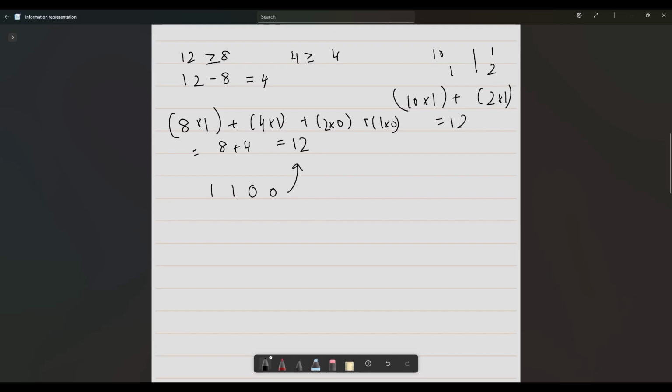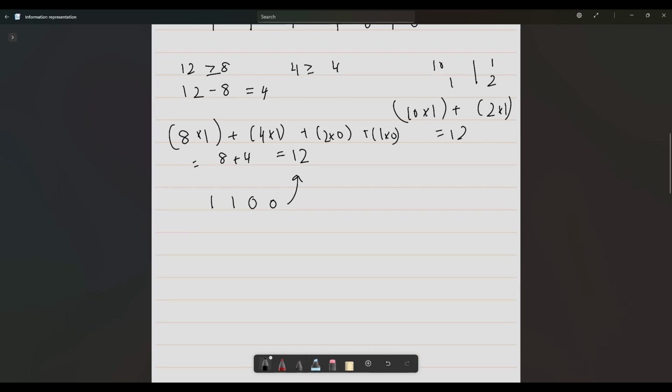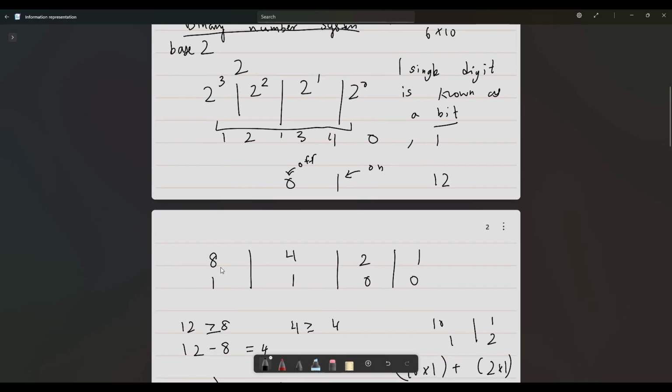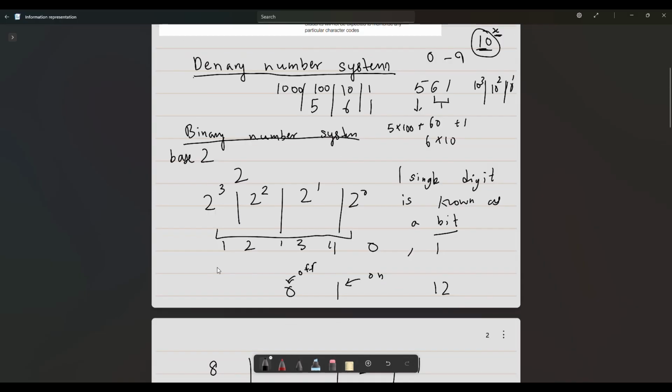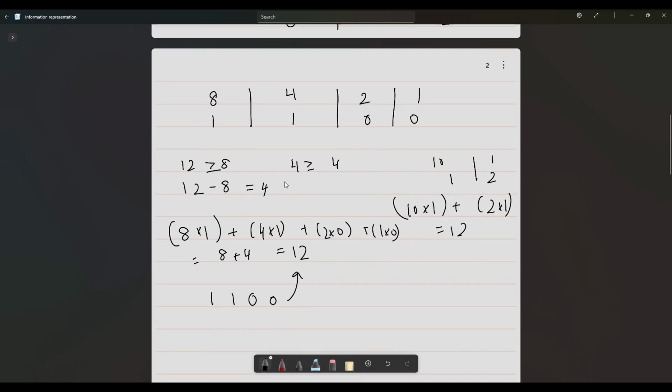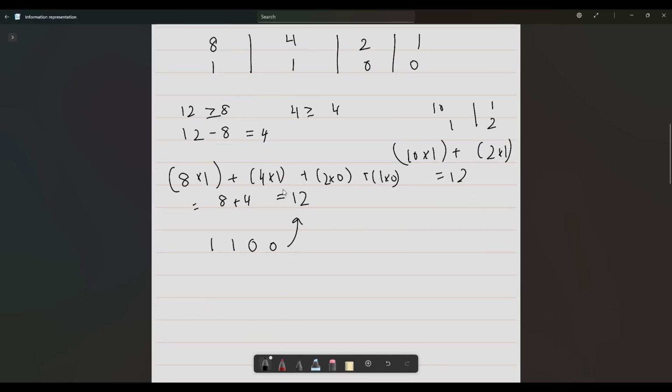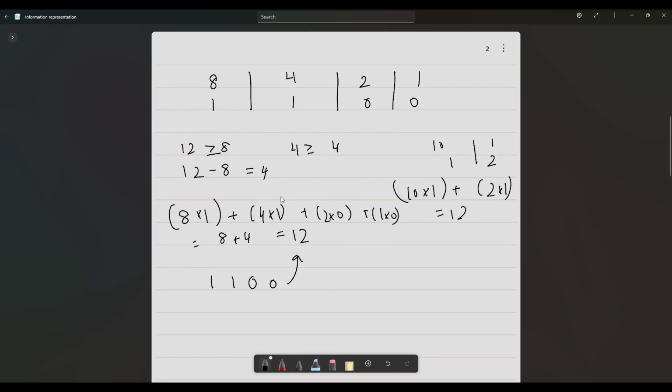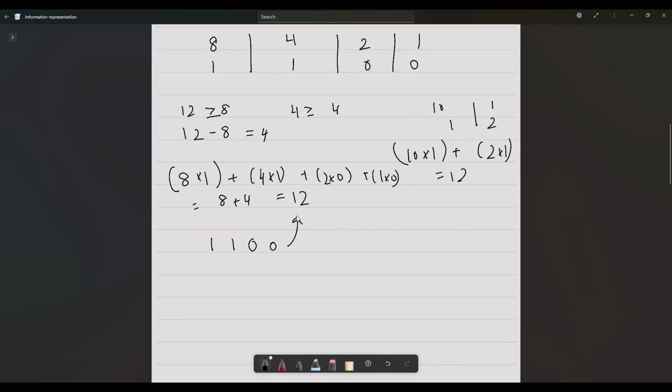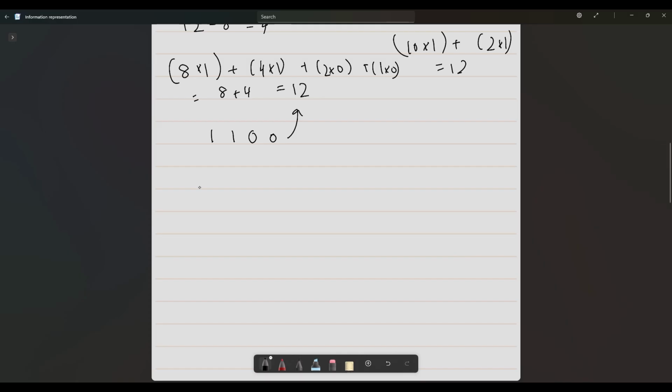As you can see, the binary system works the same way as the denary system. The only difference is that here it's all in powers of 2, and there it's all in powers of 10. If you understand that, you can convert any number from denary to binary. If this method is a bit complex for you, there's one more method. After I show you that, I will show you a few more examples.